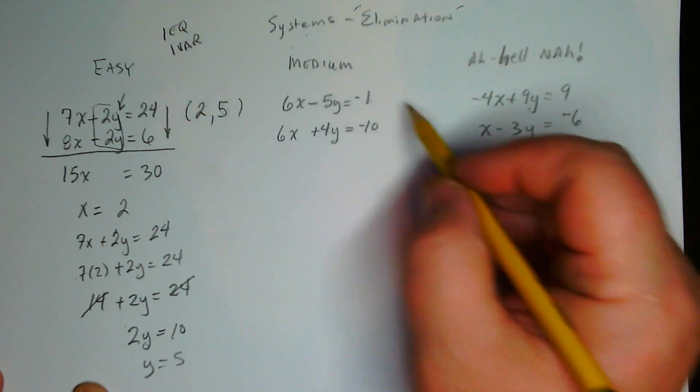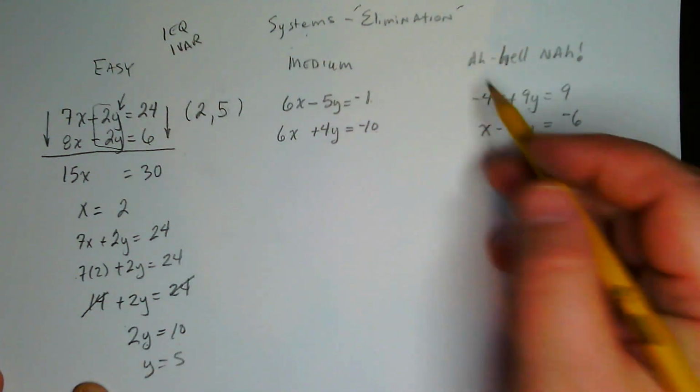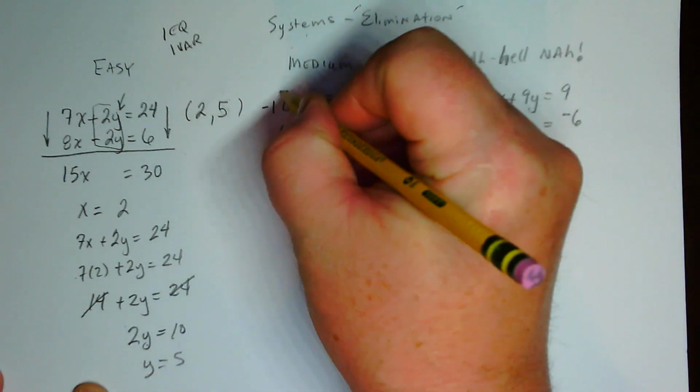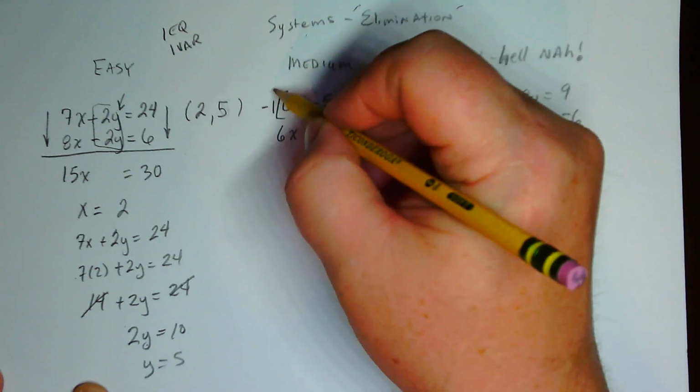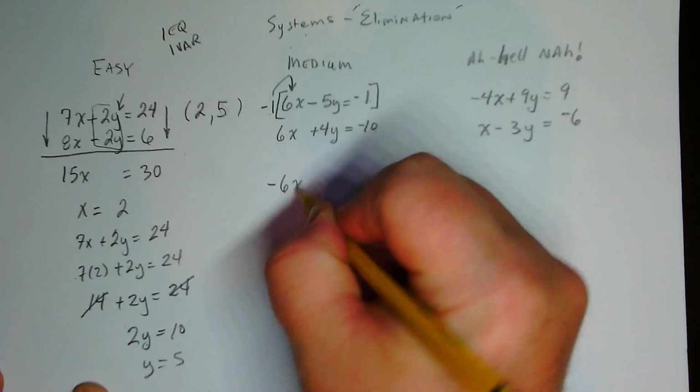A lot of the time, I like to do this going off to the right, but I don't have enough room over here. So what I'm going to do is multiply this one right here, the top one, by -1. And when you do that, you're going to multiply everything. So that's -6, right?